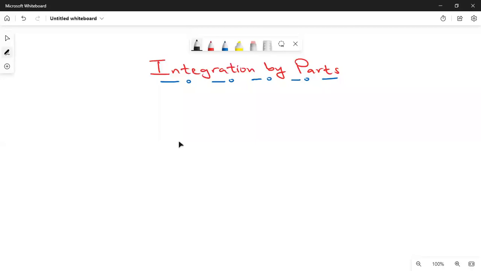Today, we are going to look at Calculus 2, and our main topic is integration by parts. We need to know what integration by parts is, and we look at some examples involving integration by parts.